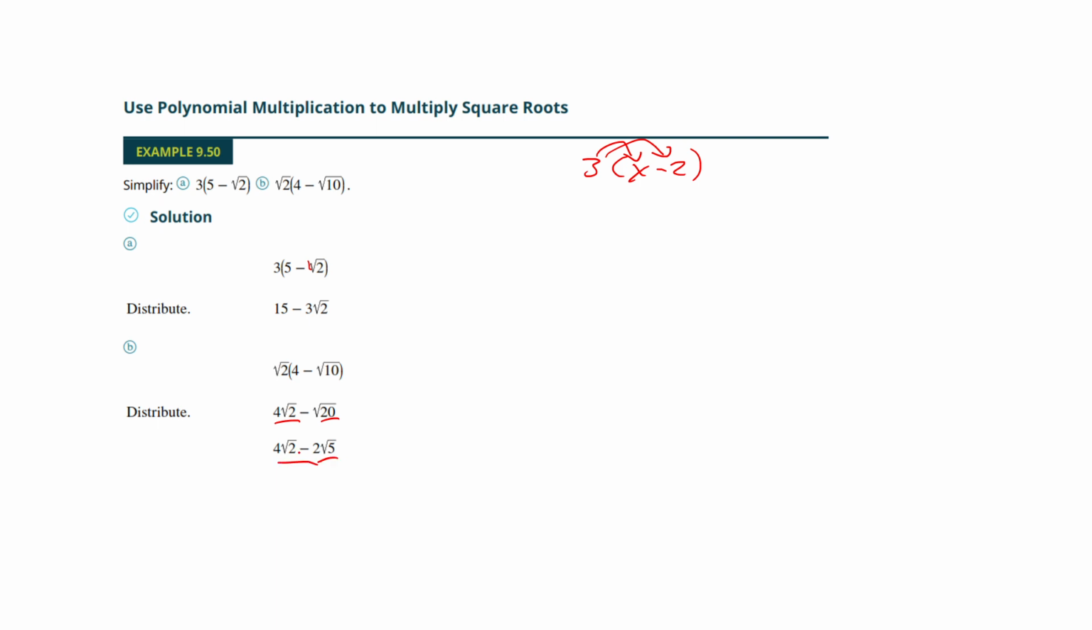Now we would want to check to see if these are like terms. Remember, the root works like a variable. This is 4 square roots of 2 and 2 square roots of 5. Those cannot be combined.